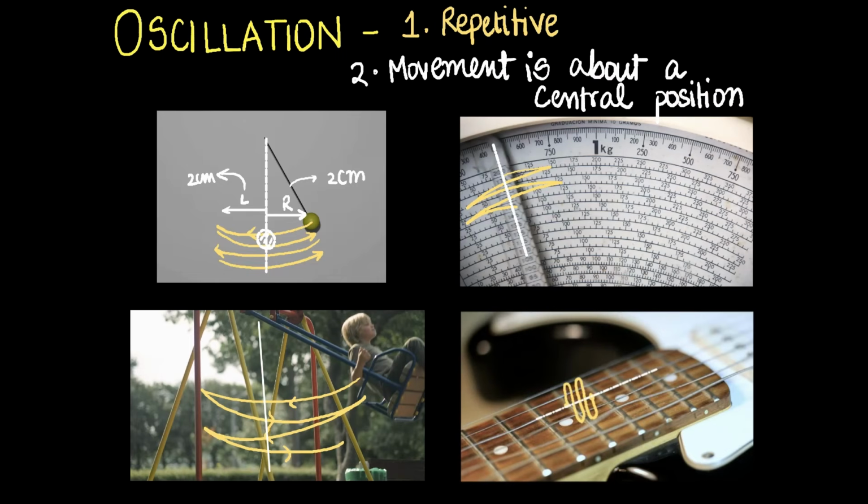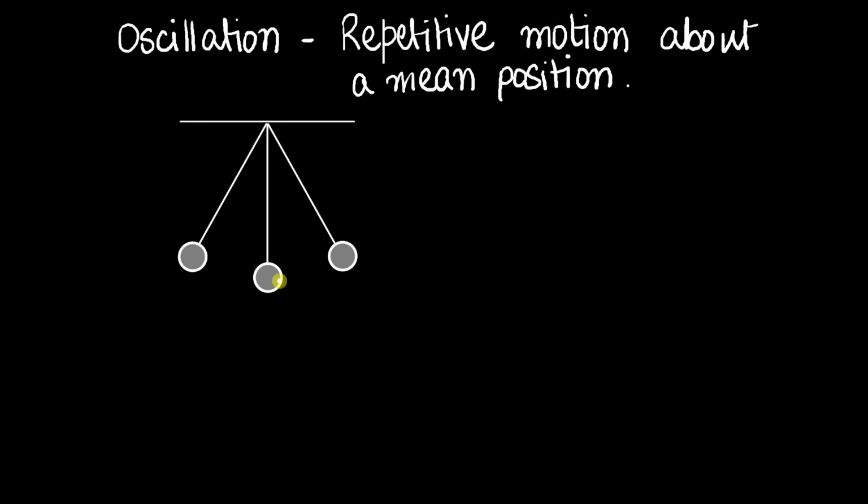It is called the mean position. Let me show it to you. In this example of the pendulum that swings back and forth, this is the central position and this is called the mean position. So we define oscillation as repetitive motion about a mean position.